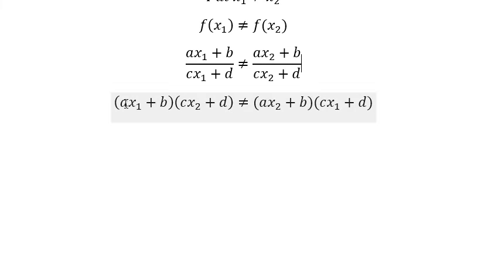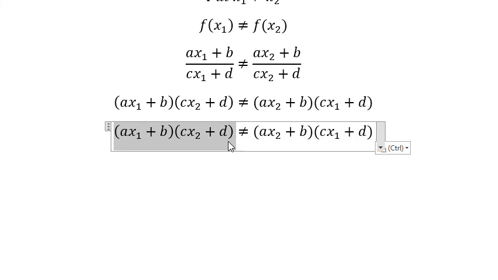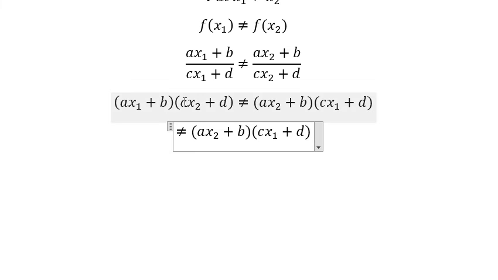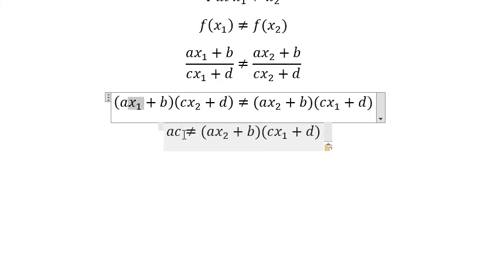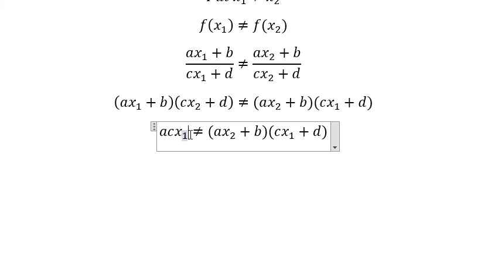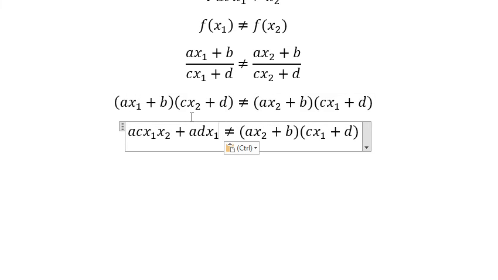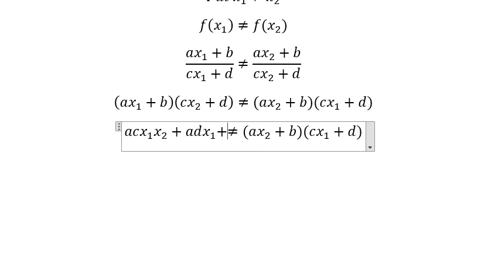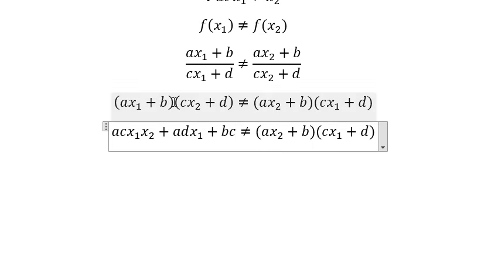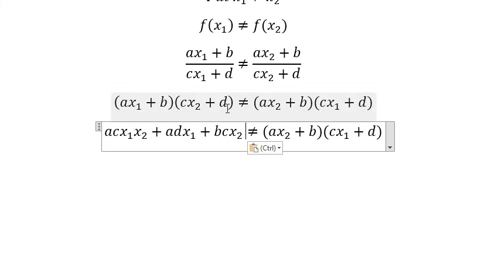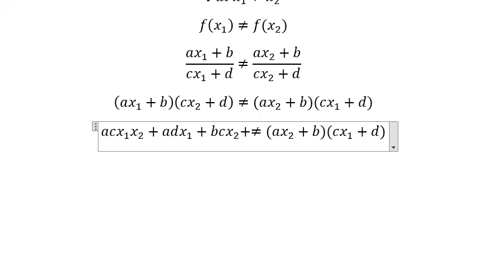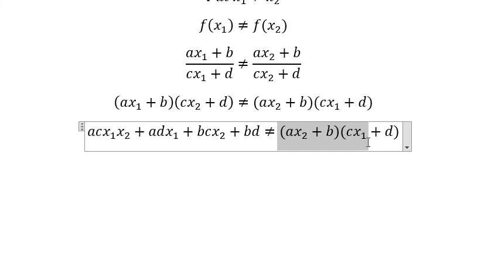Now we need to expand both sides. So we have like this. As1 multiplied by cs2, we have acs1s2. The next one with ads1, and we have bcs2. So this one we have b multiplied by d. Similar for this one.